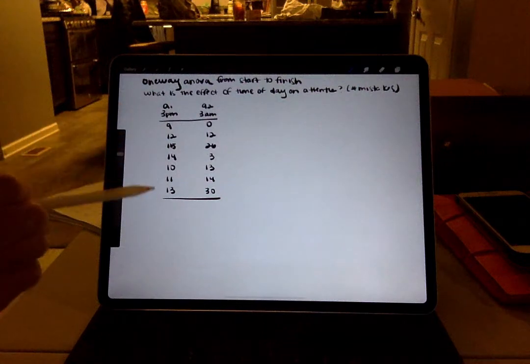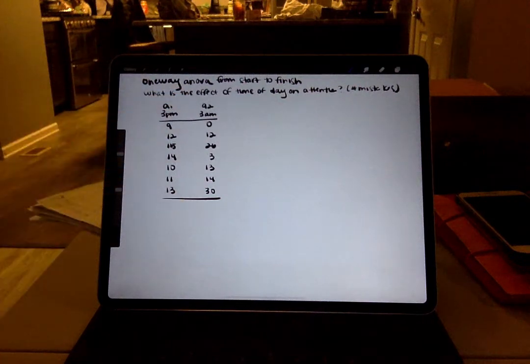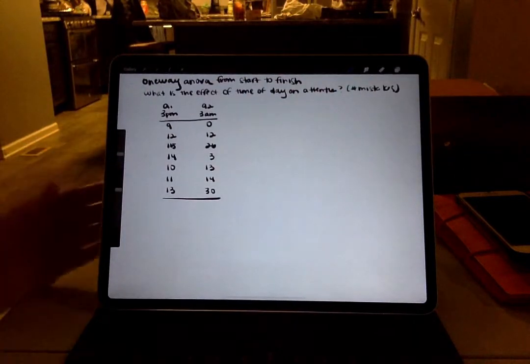At 3 p.m., there's the mistakes, and at 3 a.m., here's the mistakes. So the first thing that we're going to do is we are going to summarize our data.